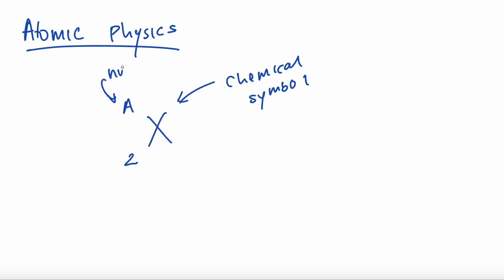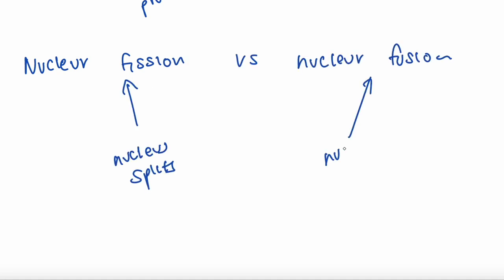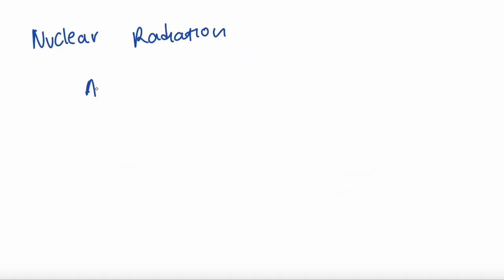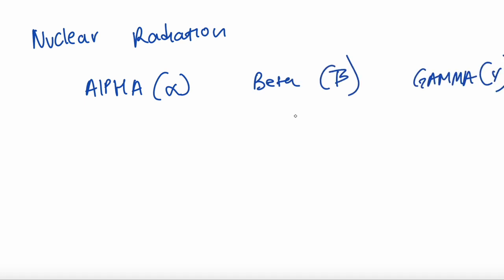Let's have a look at atomic physics, starting off with the structure of an element. We have the chemical symbol, nucleon number, and proton number. Fission versus fusion. Fission is when the nucleus splits, and fusion is when it joins. Nuclear radiation of alpha, beta, and gamma.